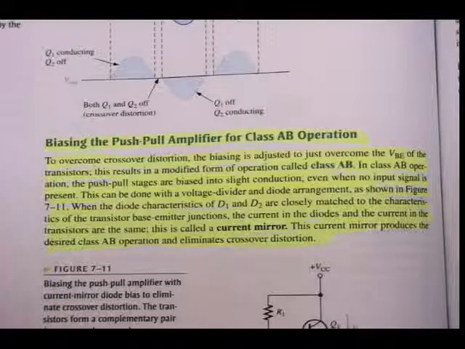This can be done with a voltage divider and diode arrangement as shown in figure 7.11. When the diode characteristics of D1 and D2 are closely matched to the characteristics of the transistors' base emitter junctions, the current in the diodes and the current in the transistors are the same, and this is called current mirror. This current mirror produces the desired class AB operation and eliminates crossover distortion. Alright, so it's that paragraph for a class AB operation of a push-pull amplifier, and of course also figure 7.11 just below that paragraph that you have to know.